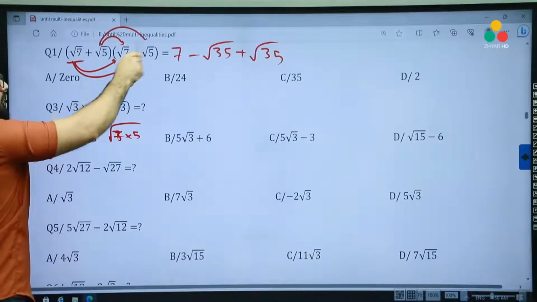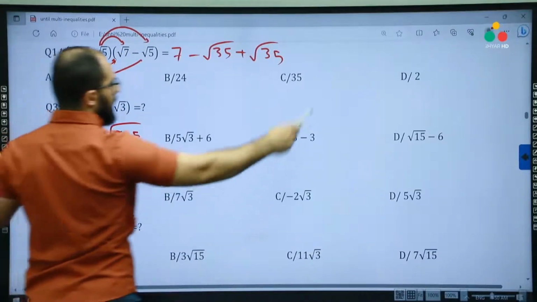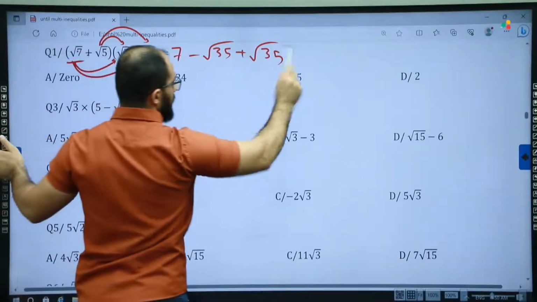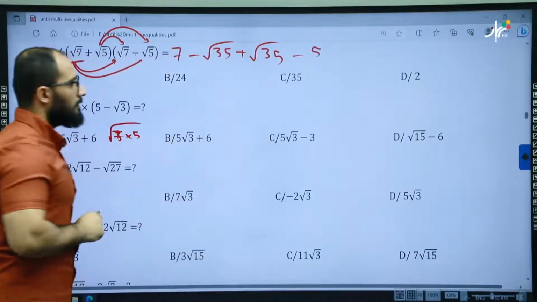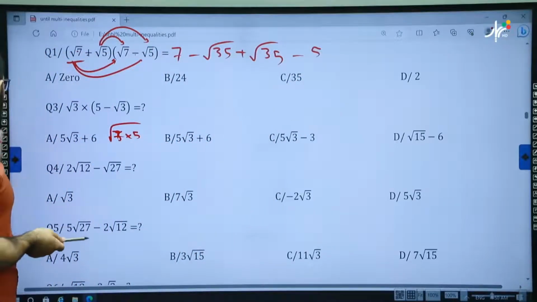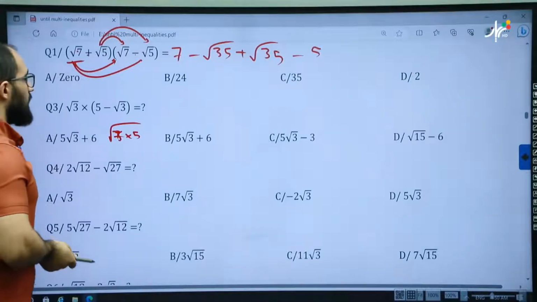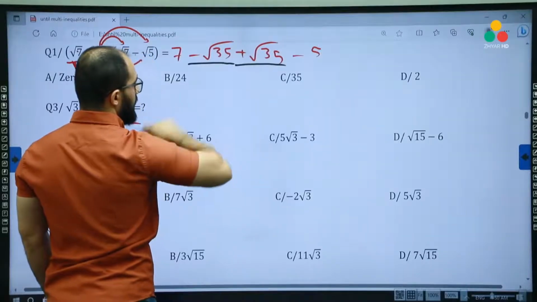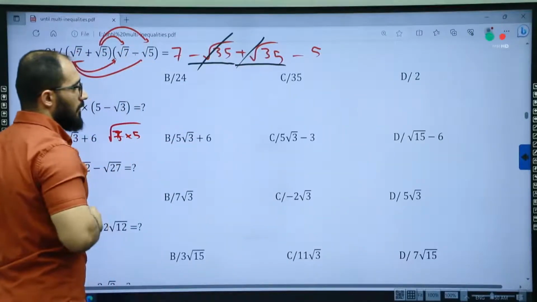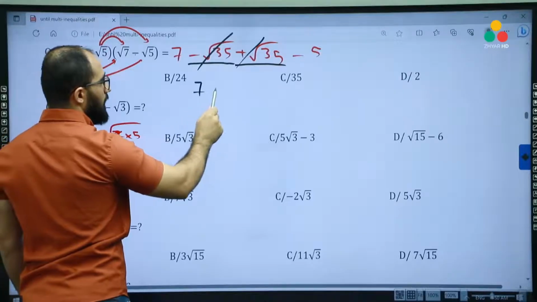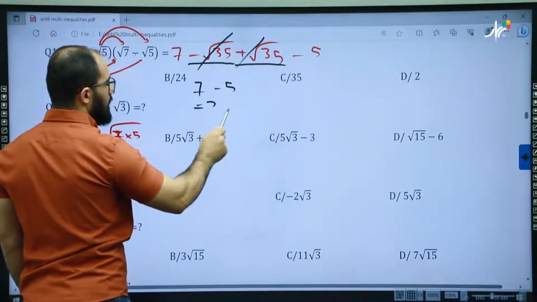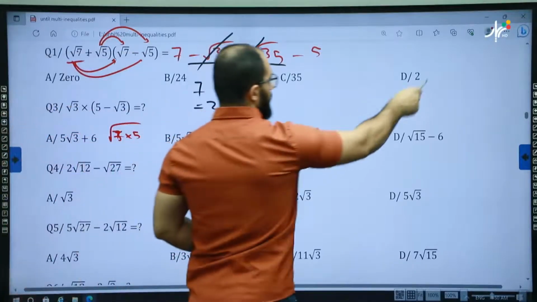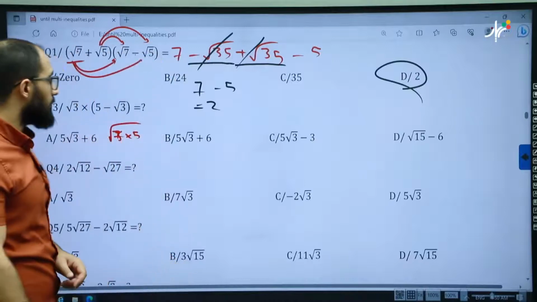Then square root of 5 times square root of 5 is 5. Positive times negative is negative 5. So we have like terms. What are the like terms? The like terms are negative square root of 35 and positive square root of 35. Because they are opposite, it's going to be 0. The only thing left is 7 minus 5, which is equal to 2. So the answer is 2. It is D. That is the correct answer.